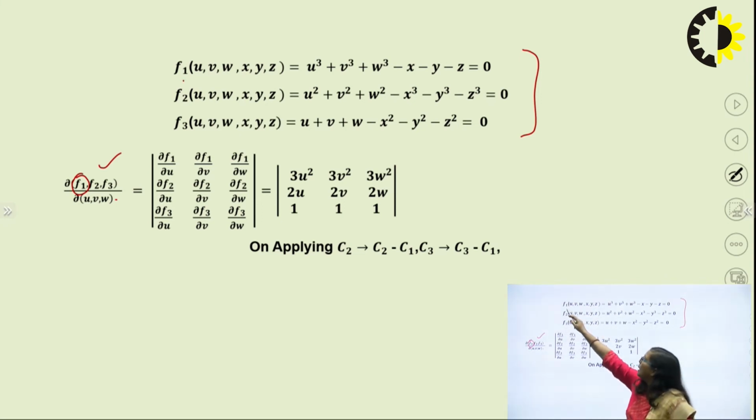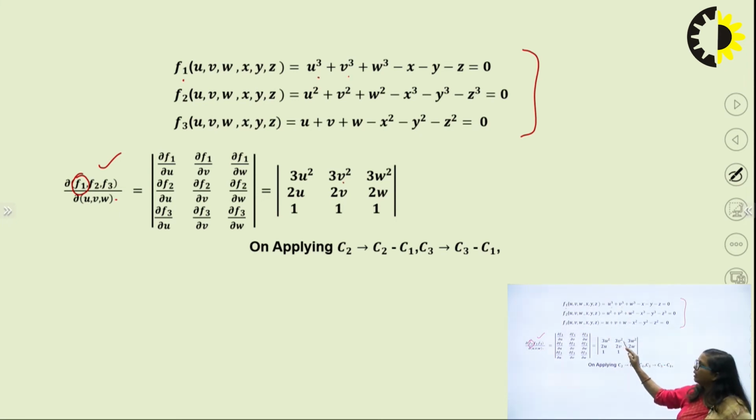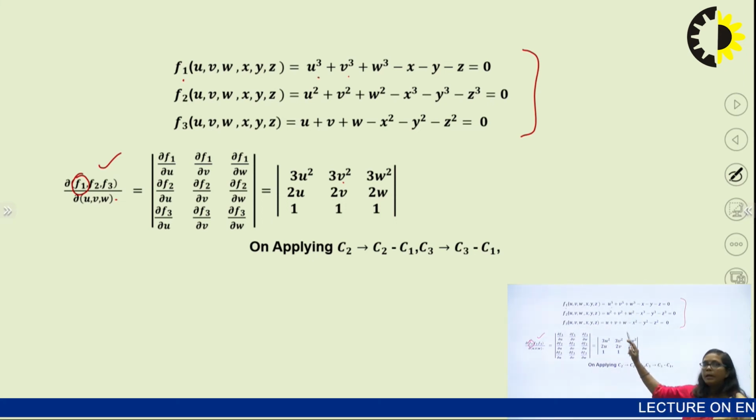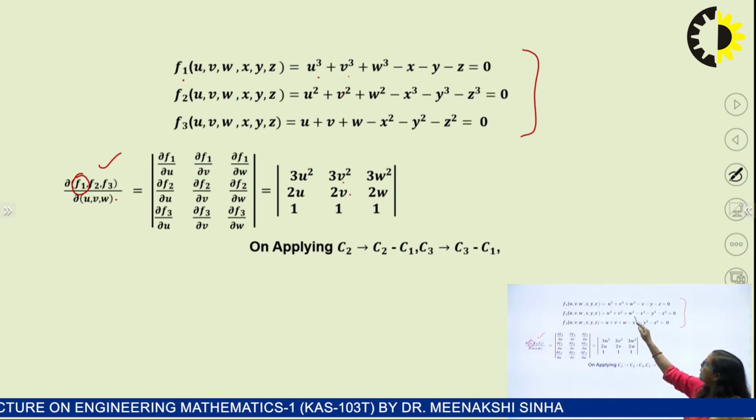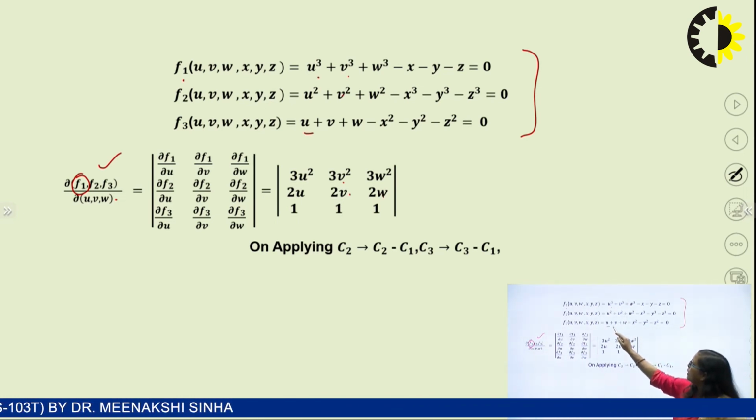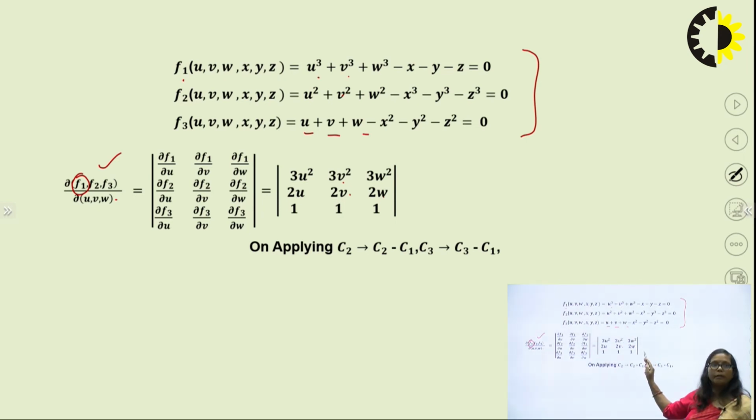Again, I start taking the partial derivatives. Look at del f1 by del u, it is nothing but 3u square. Del f1 by del v, 3v square. Del f1 by del w is 3w square. Del f2 by del u, 2u, del f2 by del v, 2v, and its partial with respect to w is 2w. And for del f3, it will become 1, 1, 1. Again, we apply the same transformation, C2 minus C1 and C3 minus C1. Look at what we get.